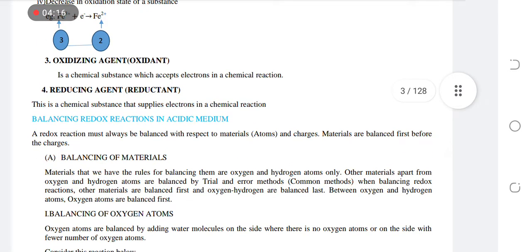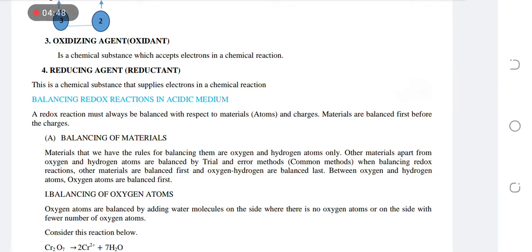Now, let's see the meaning of the following terms. Very important. Oxidizing agent, or we call it oxidant. An oxidizing agent is a chemical substance which accepts electrons in a chemical reaction. It means for a reaction to occur, there must be electron acceptors and electron suppliers. So oxidizing agents are chemical substances which accept electrons during the chemical reaction.